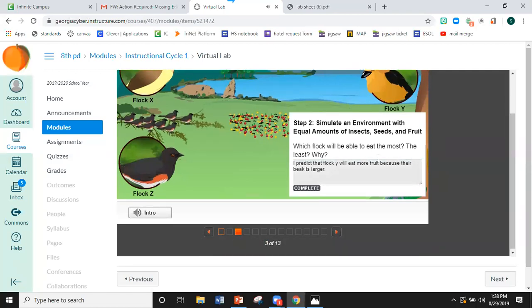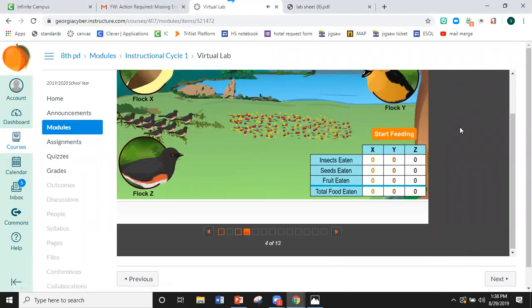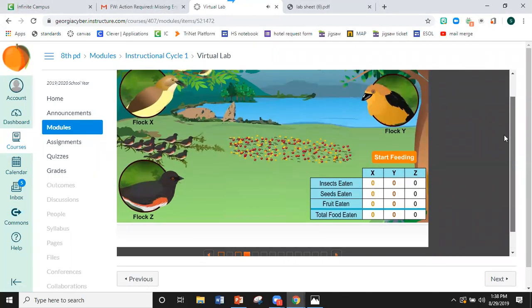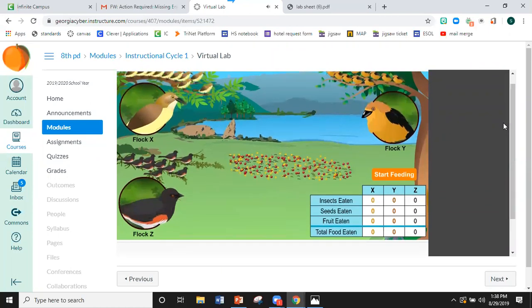Now that you have made a prediction, click Next to see if your prediction matches the scenario. When you click on the Start Feeding button, all 30 birds will begin to feed on the 300 pieces of food available. Remember, each bird will try to eat its preferred food, but is able to eat any of the foods available. As the birds feed, watch the table update with food counts.